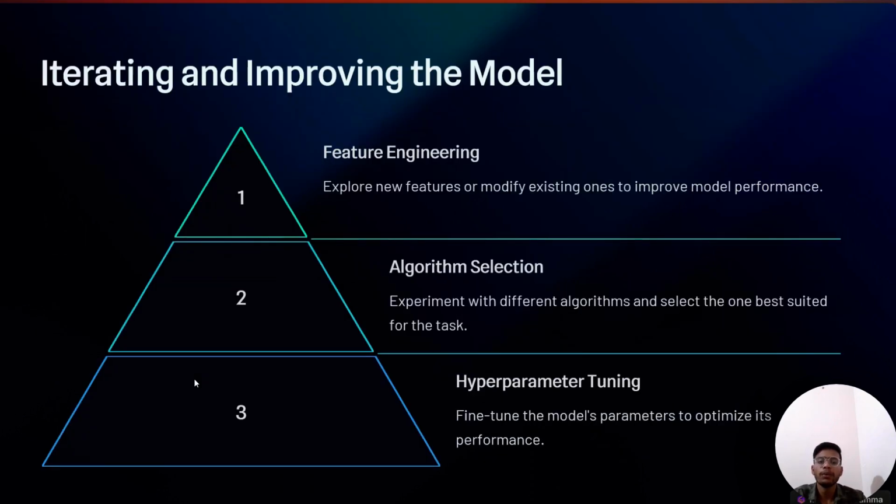Next, iterating and improving the model. First, we have feature engineering. In this, we explore new features or modify existing ones to improve model performance. Next, we have algorithm selection. In algorithm selection, experiment with different algorithms and select the one best suited for the task. Next, we have hyperparameter tuning. In hyperparameter tuning, fine tune the model parameters to optimize its performance.